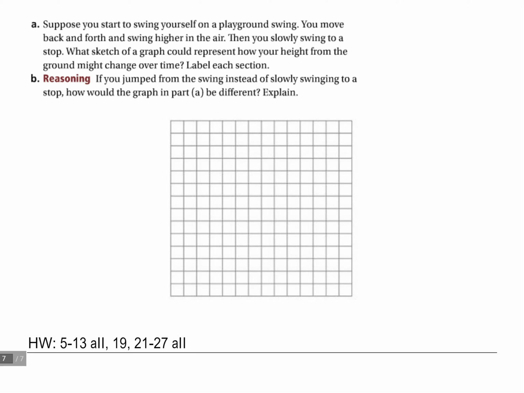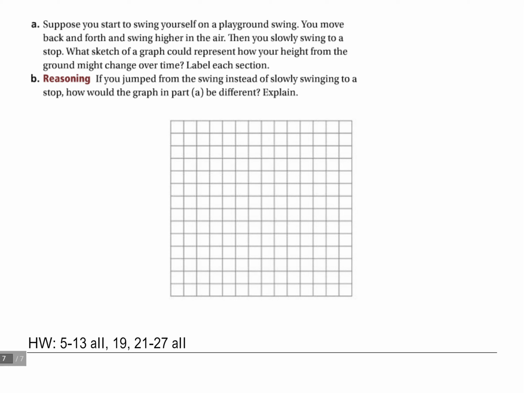So here we go. You start to swing yourself on a playground swing. So what did I say earlier? We're going to visualize swinging on a swing. All right. I'm pretty sure everybody's done that at some point in their life, or at least they've been pushed. So we're picturing swinging on a swing set. All right. Now, you move back and forth and swing higher in the air. And we all know how to do that, hopefully. Okay. Swinging back and forth, trying to swing higher and higher.